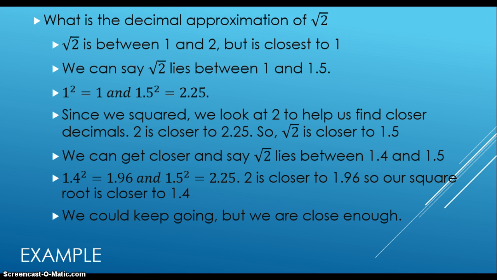And we can get even closer and say square root of 2 lies between 1.4 and 1.5. And to make sure, we square 1.4 to get 1.96. We square 1.5 to get 2.25, and we know 2 is closer to 1.96, so our square root is closer to 1.4, and we could keep going and look very, very close to 1.4, but we are close enough. This is basically just guess and checking.